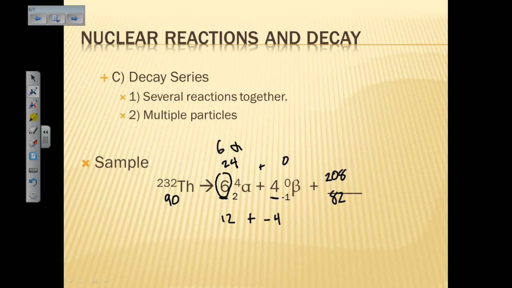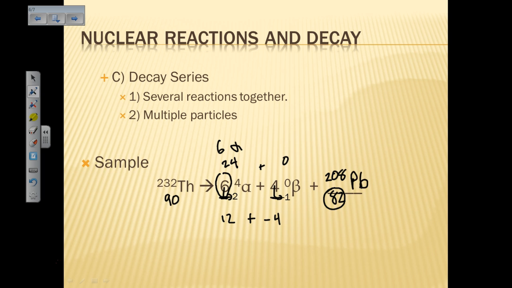So now 208 plus 0 plus 24 gives us 232, and 82 plus a negative 4, because there's 4 of these things, and 12 because there's 6 of these things, 6 times 2 is 12. So now we have 12 plus negative 4 plus 82 gives us 90. And then we look and see what element is number 82, and that is lead.